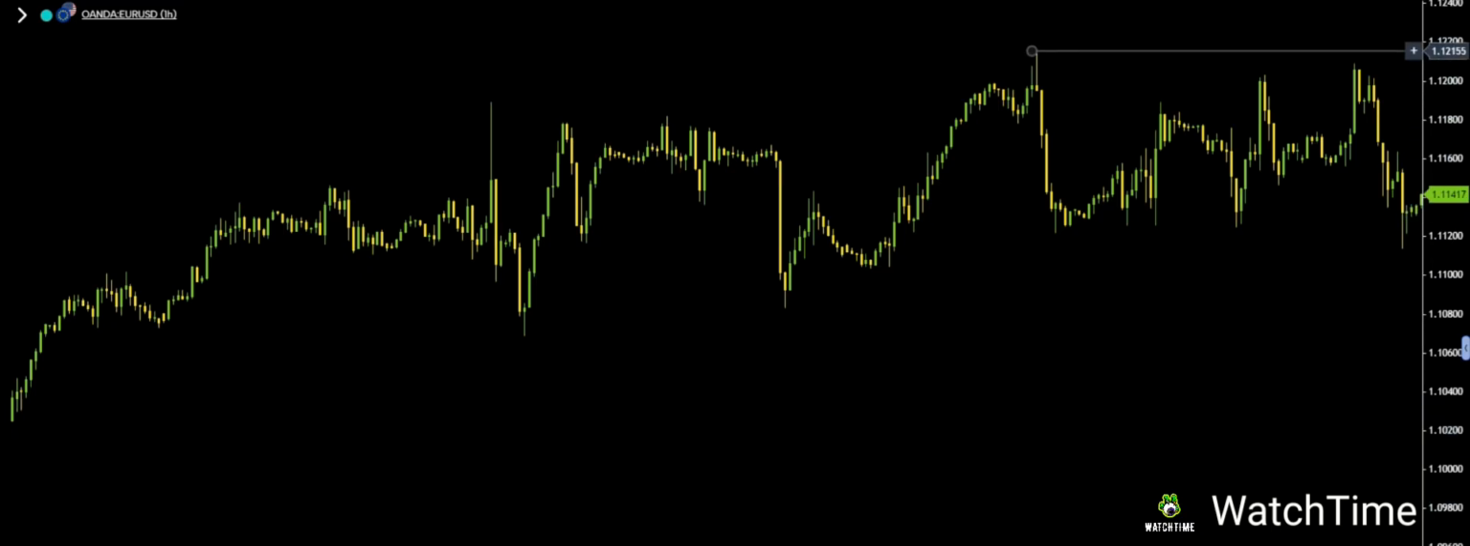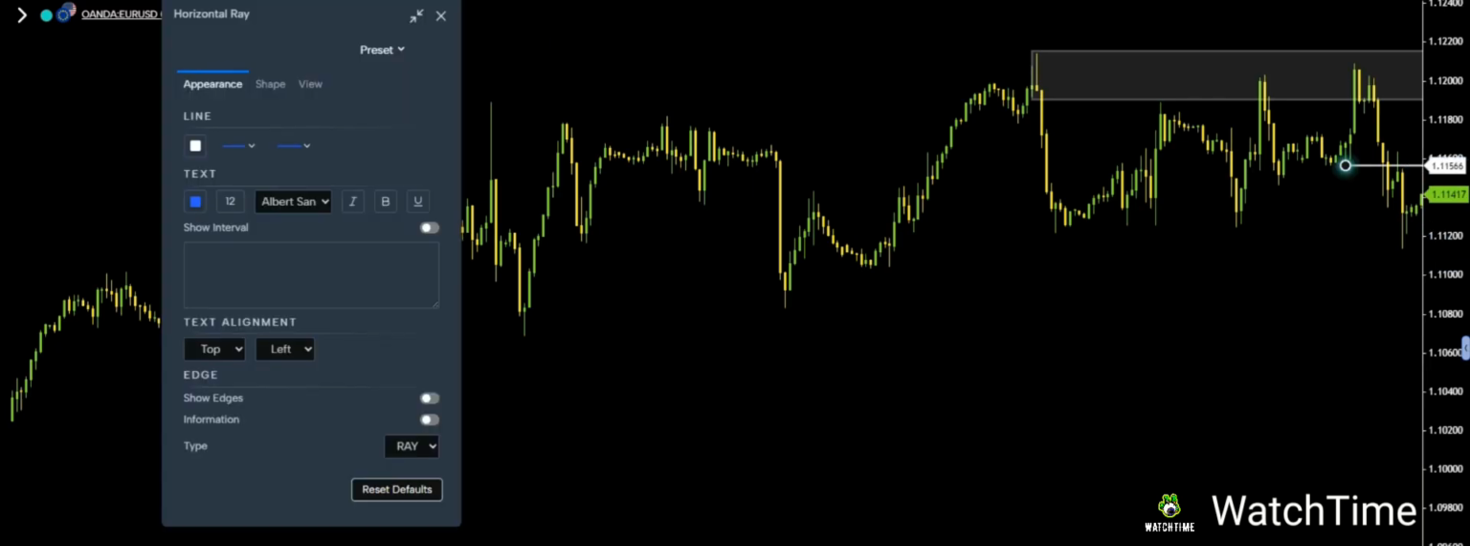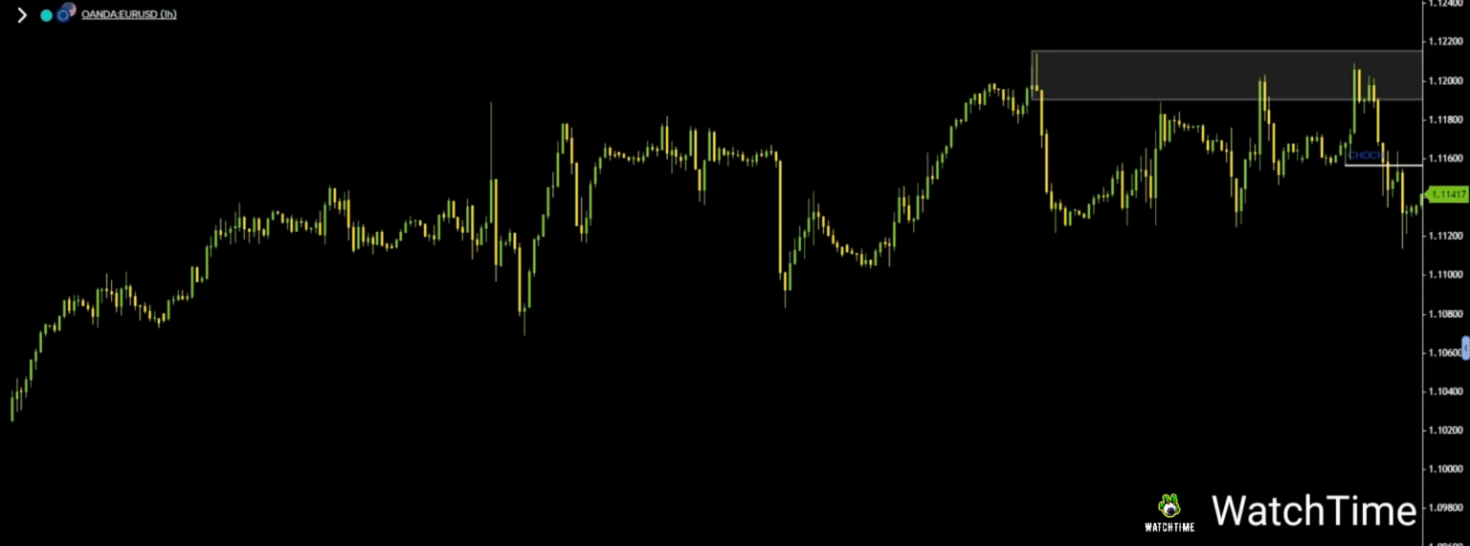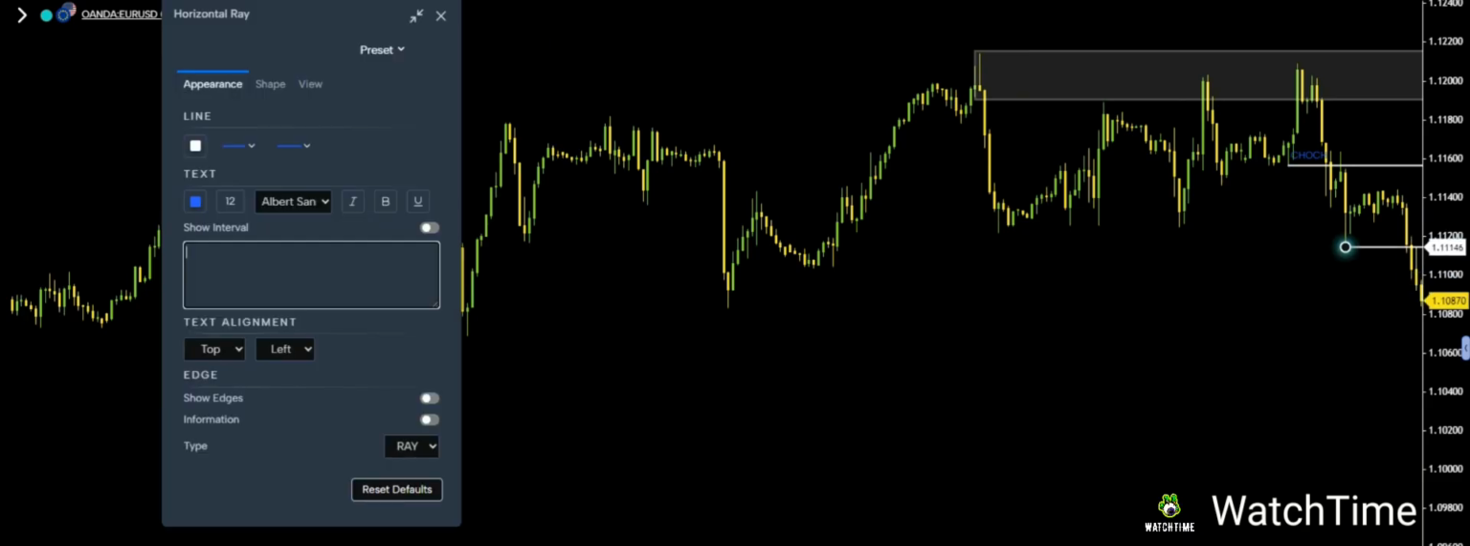By waiting for the BOS or CHoCH, you're ensuring the price actually respects the trend change and isn't just a short-term spike. It ensures trend continuation or reversal. A BOS or CHoCH is a clear signal that the market has shifted. If you enter the market before these events, you might find yourself trading in the middle of a range or consolidation, where price can go either way. A confirmed break gives you clarity on the direction.